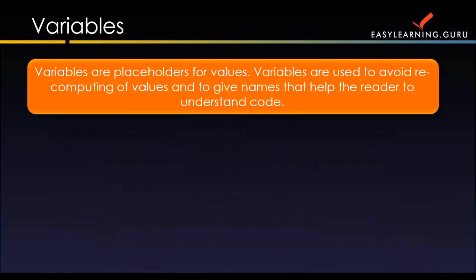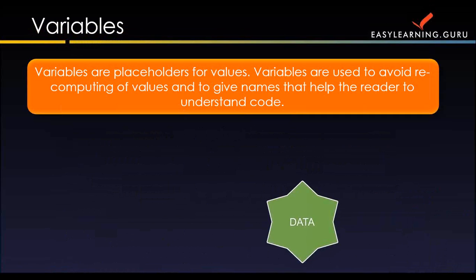Variables are used to avoid recomputing your values. For example, if you want to use a particular value again and again, it's better to store that value in a variable instead of writing that value again and again. Suppose you have to type "Python is an awesome language" 100 times in your code. Here it's better to store the string in a variable and use that variable.